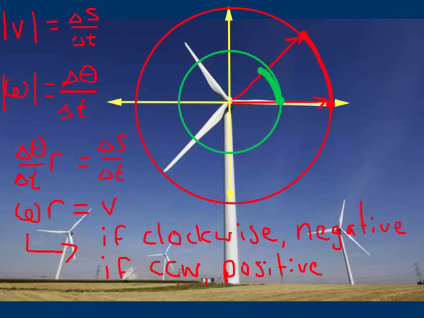And this is true for displacement as well. If the displacement of the point from the initial to the final is a counterclockwise motion, like it is in my example, then that's a positive displacement. If the displacement of the point were in a clockwise direction, that would be a negative displacement.